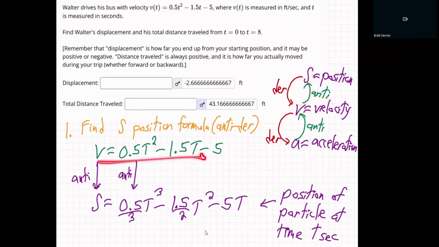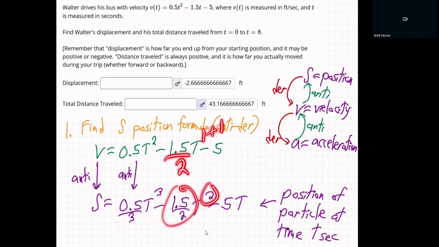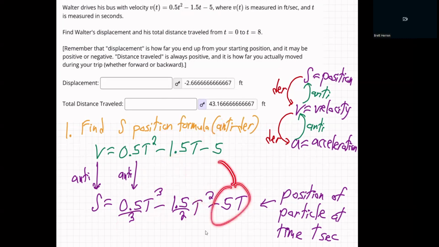So we take that velocity equation they gave us here, and then I did the antiderivative to get position. You know what I did there? I just added 1 to the power, made it 3, and then divided by 3. And here this has a 1, add 1 to the power, make it 2, and then divide by 2. And then for negative 5t, that's the antiderivative, because the derivative of negative 5t will go back to negative 5. So there's the antiderivative function.